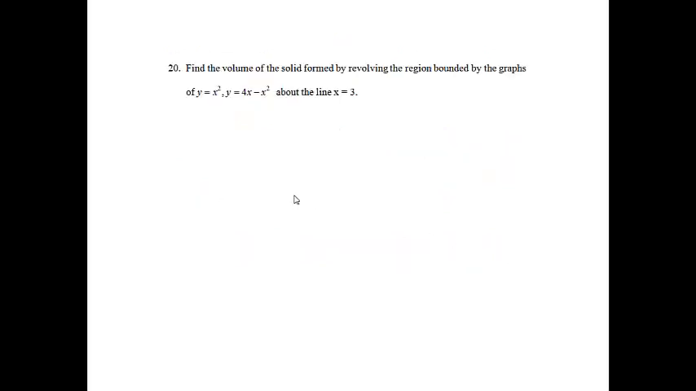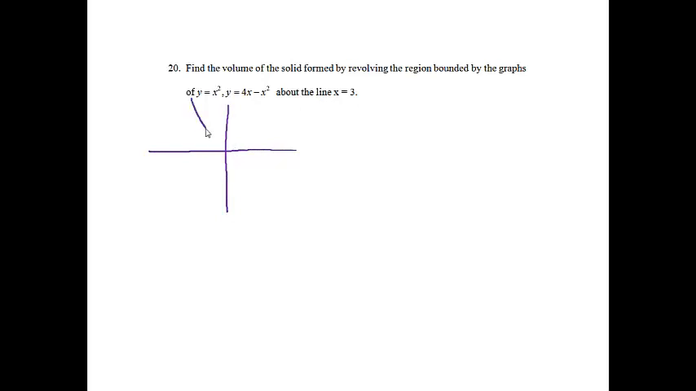Okay, problem 20. Find the volume of the solid formed by revolving the region bounded by the graphs of y equals x squared, y equals 4x minus x squared, about the line x equals 3. So let's draw a picture so we know whether we would like to use the shell, disk, or washer method.